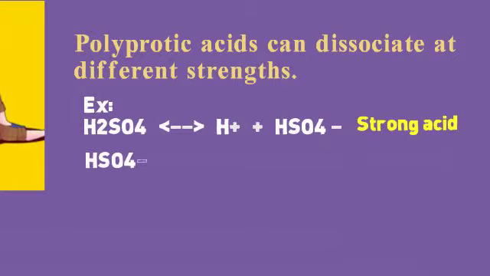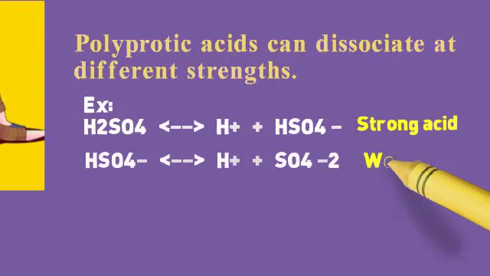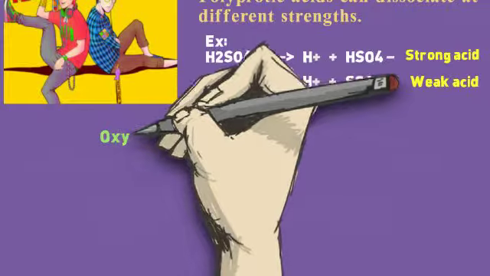The second hydrogen, however, is a different story. It does not come off easily. It is a very, very weak acid. It mostly stays attached, meaning that when you put it in solution, it's mostly still attached. There's a few that come off, but not many. So that is a weak acid.